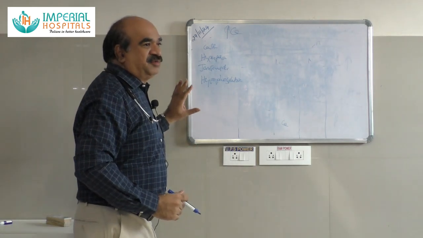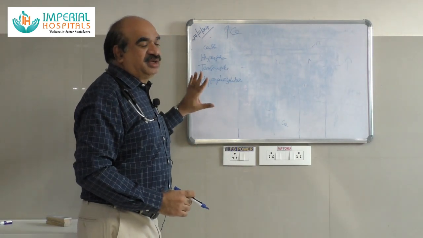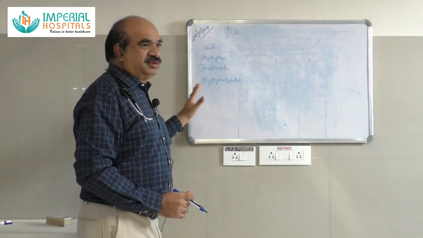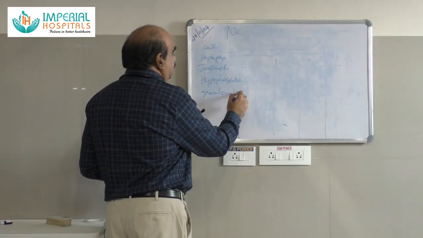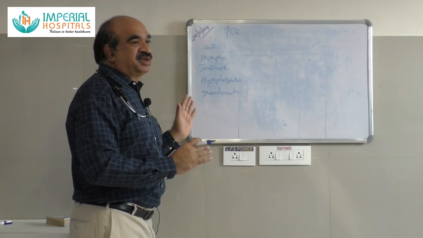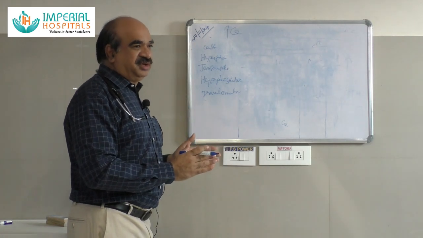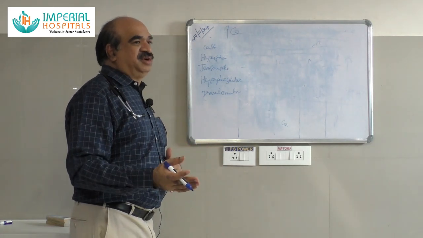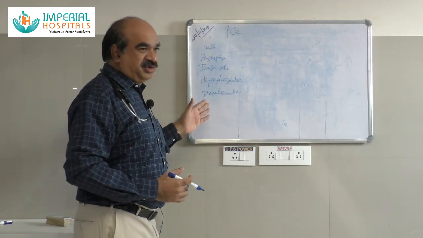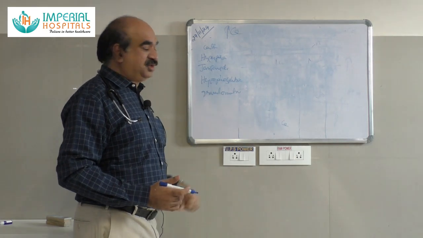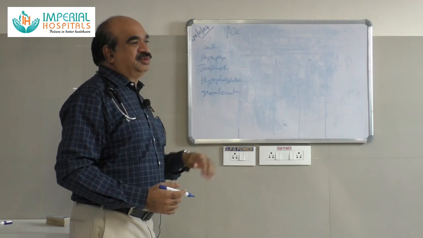Hypophosphatasia, the alkaline phosphatase enzyme defect. There will be decreased mineralization of bone. There will be hypercalcemia and hyperphosphatemia. And granulomatous disease. In granulomatous diseases, there will be increased conversion of 25 hydroxy D to 1,25 hydroxy D. Increased calcitriol formation in granulomatous diseases like sarcoidosis, tuberculosis, even silicosis. There will be increased conversion to calcitriol.